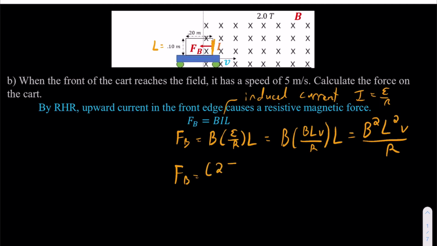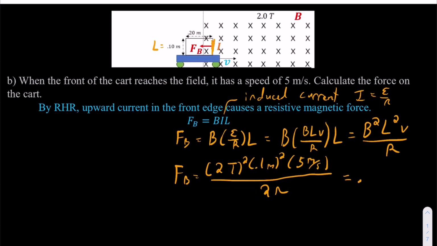So it's 2 teslas squared times 0.1 meters squared. The speed is given as 5, and the resistance was given as 2. Plugging in numbers there, you get 0.1 newtons as the magnetic force.